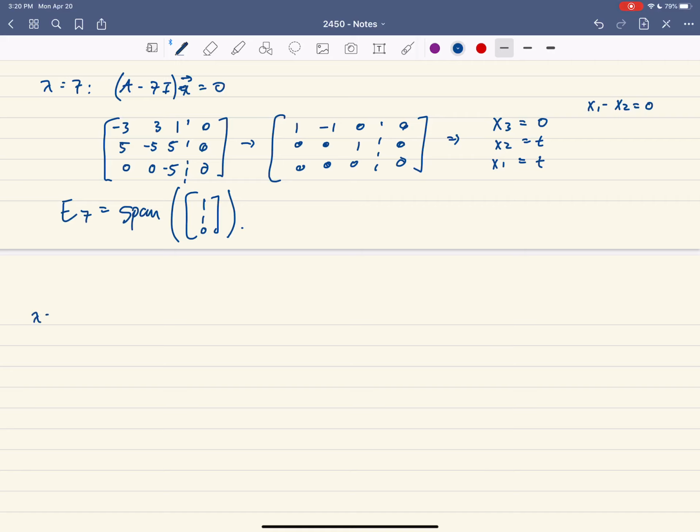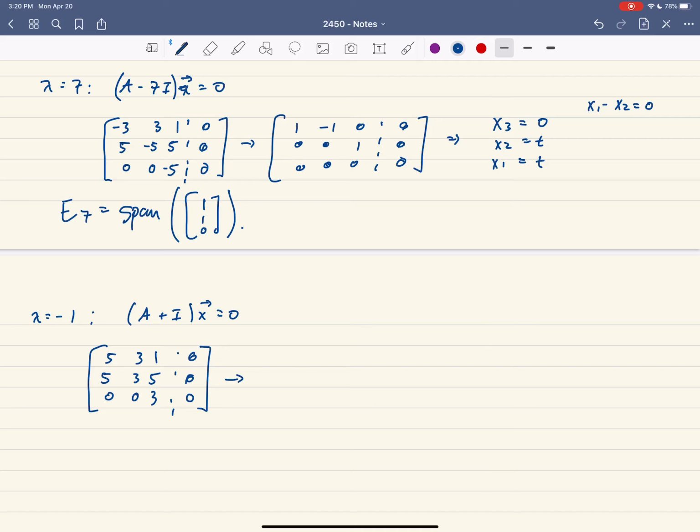Finally, if we have lambda is negative, what was our other eigenvalue? Lambda is negative 1. Then we're going to look at A minus lambda I being 0. That's going to lead us to study this augmented matrix. A plus I is going to be, let's see, 5, 3, 1, 5, 3, 5, and 0, 0, 3.